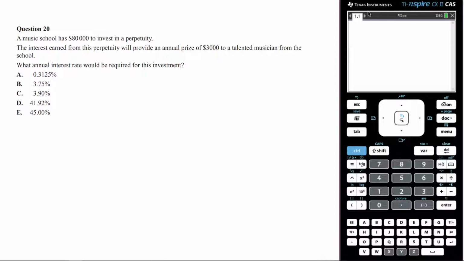All right, let's answer this question before us here. So it's question 20. It says, a music school has $80,000 to invest in a perpetuity. The interest earned from this perpetuity will provide an annual prize of $3,000 to a talented musician from the school. What annual interest rate would be required for this investment?